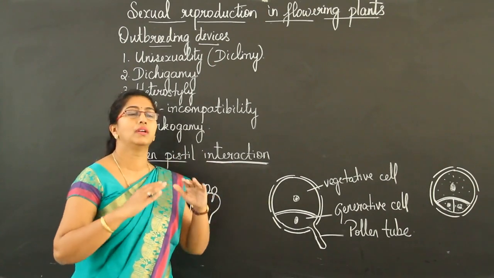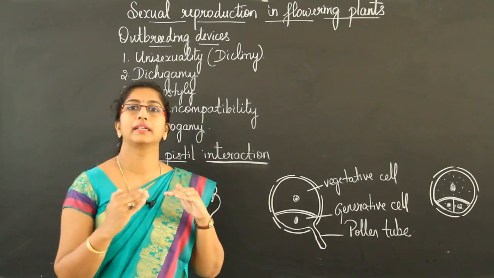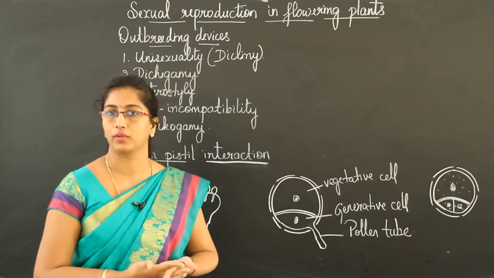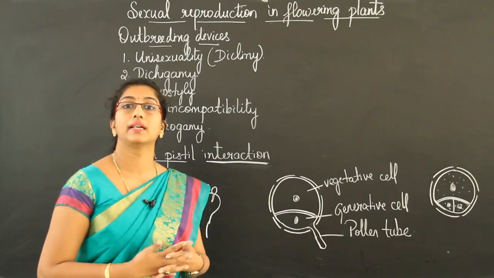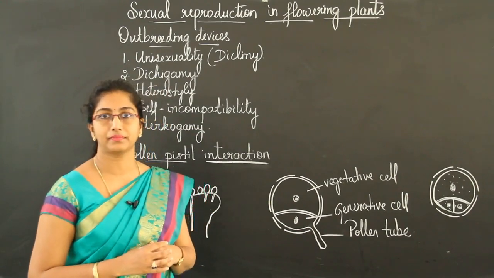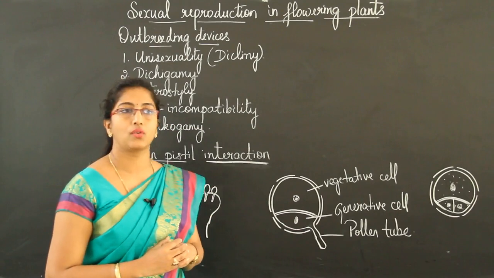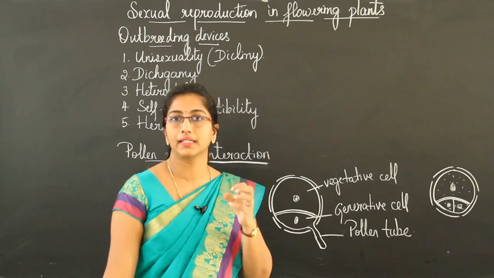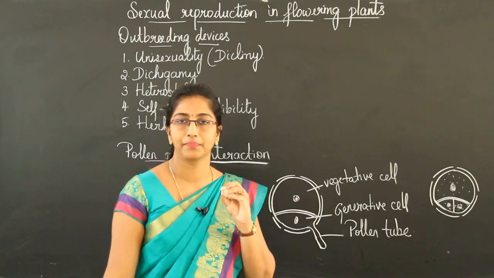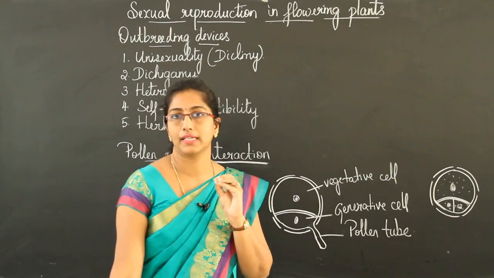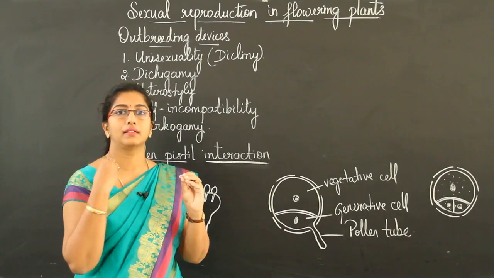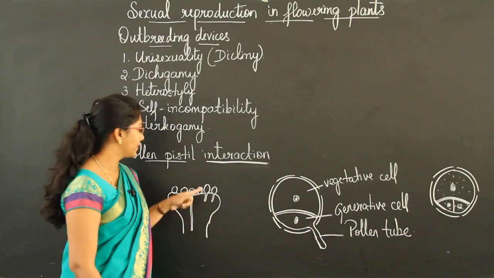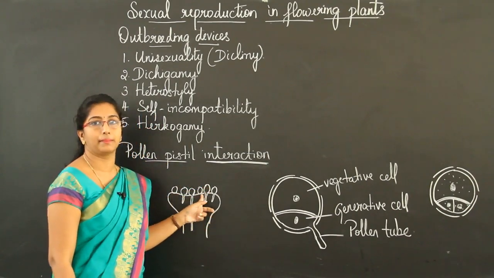So this is what happens when the stigma can recognize the right type of pollen and the wrong type of pollen. Now how does this recognition take place? How does it happen? We say the stigma can recognize the right type of pollen as a result of a communication or discussion between the pollen and the stigma.